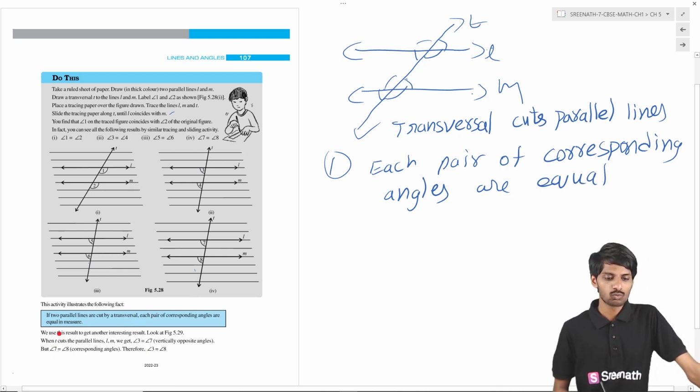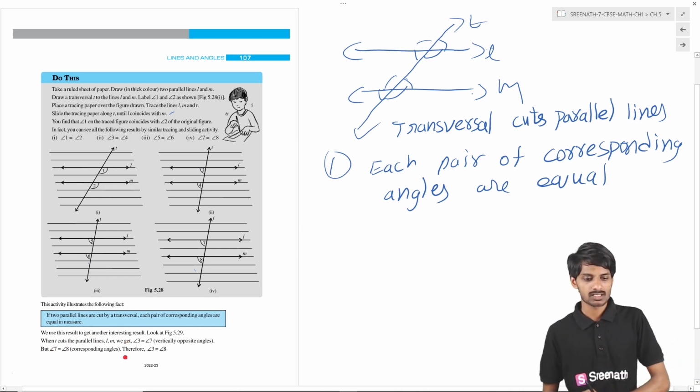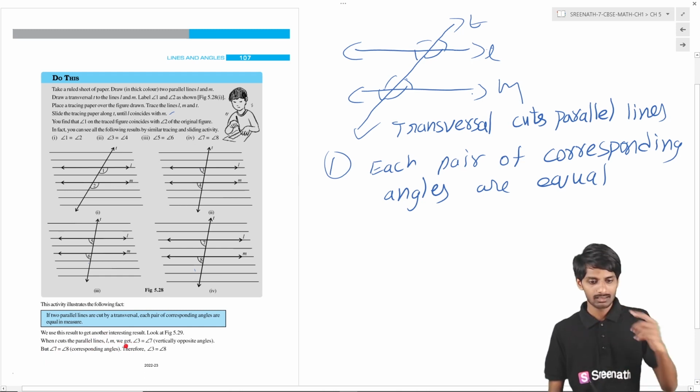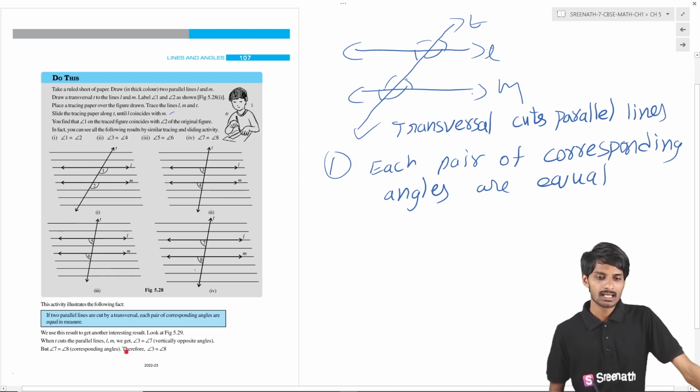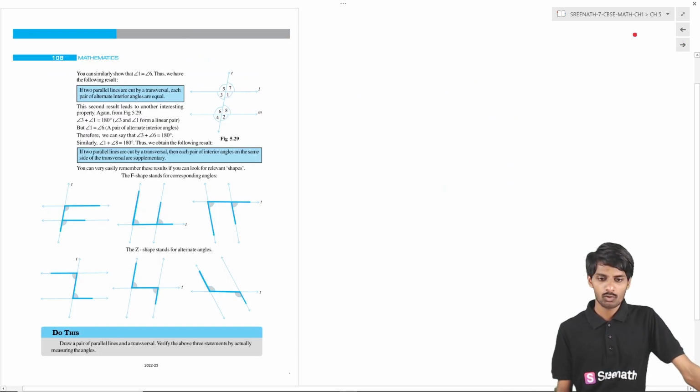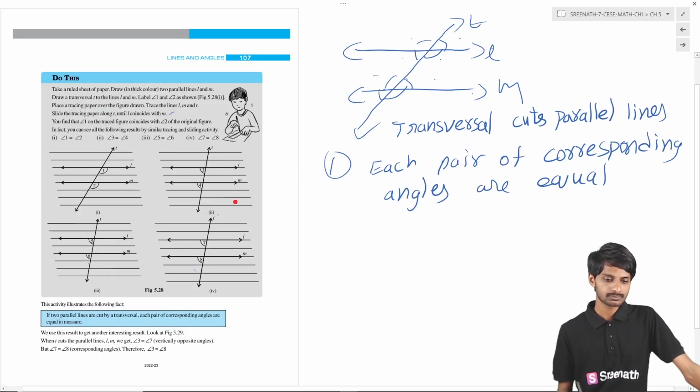Now we will do another thing. We use this result to get another interesting result, students. When T cuts the parallel lines L and M, we get angle 3 equal to angle 4, angle 3 equal to angle 7. So verify vertically opposite angles. Suppose we take 1 2 3 4 and 5 6 7 8 like that. Now students, the diagram is different. See figure 5.29. If you see this figure, these two angles are equal. Why? Because they are vertically opposite angles. We know vertically opposite angles are equal from previous knowledge.